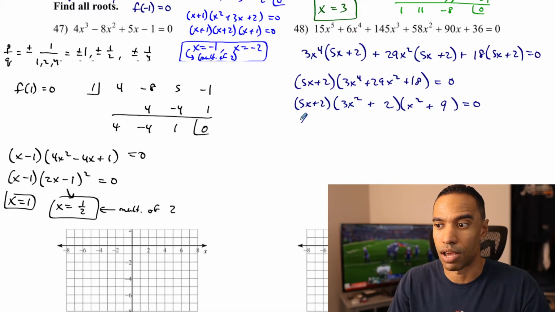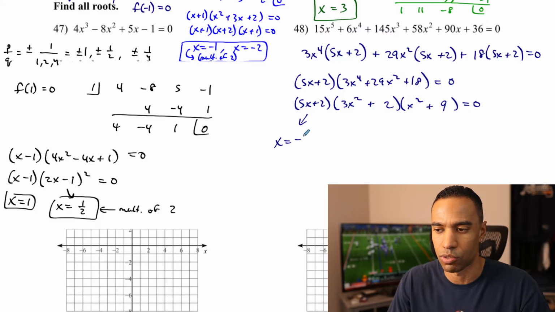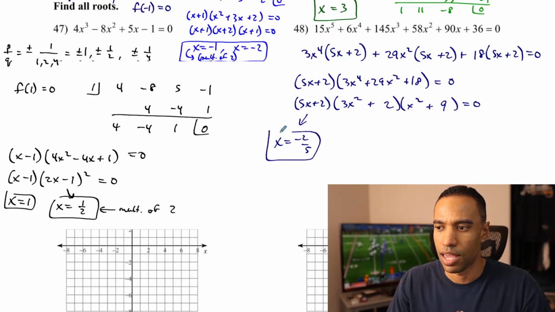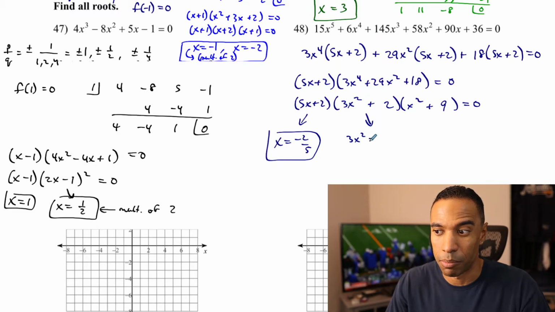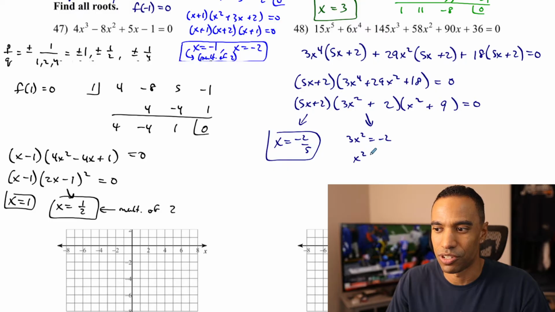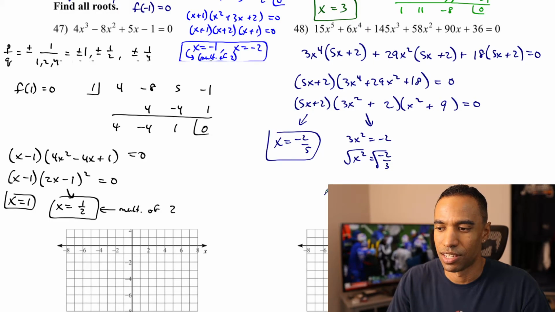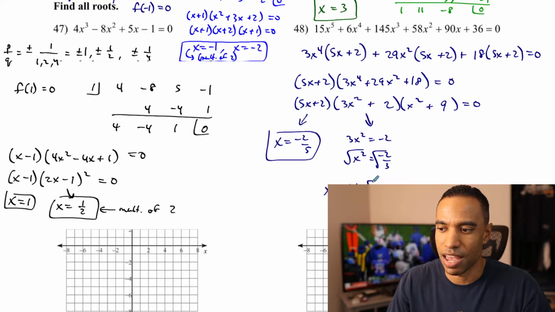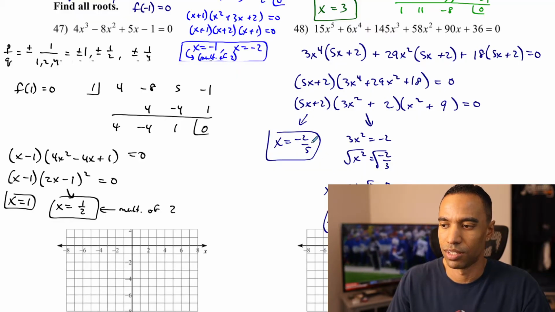And they said find all zeros. Now our only rational roots seem to be these guys. If 5x plus 2 equals 0, subtract 2, so divide by 5, that's x equals negative 2/5. If these equal 0, this is where we solve using square roots. This is the stuff I started to do early on before I was supposed to. Negative 2, negative 2/3, take the square root of both sides. That's plus or minus i root 2 over root 3. Multiply top and bottom by root 3. And that's plus or minus i root 6 over 3.